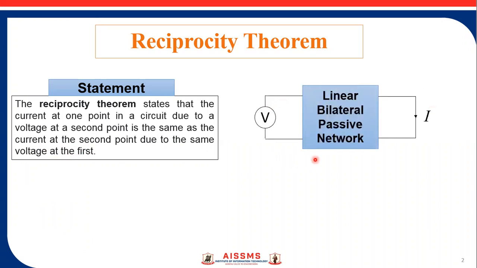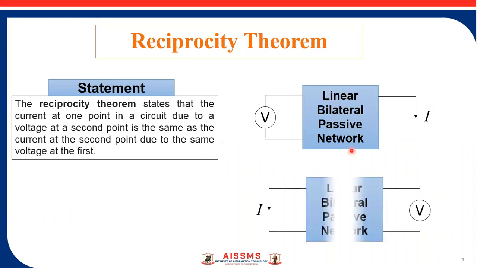For example, this is a simple circuit having a voltage source in one branch and a current in another branch. In between, a linear bilateral passive network is there. So we just change the position of this voltage source to the current branch, and the current moves to the voltage branch. The voltage moves to the output side and the current moves to the input side.